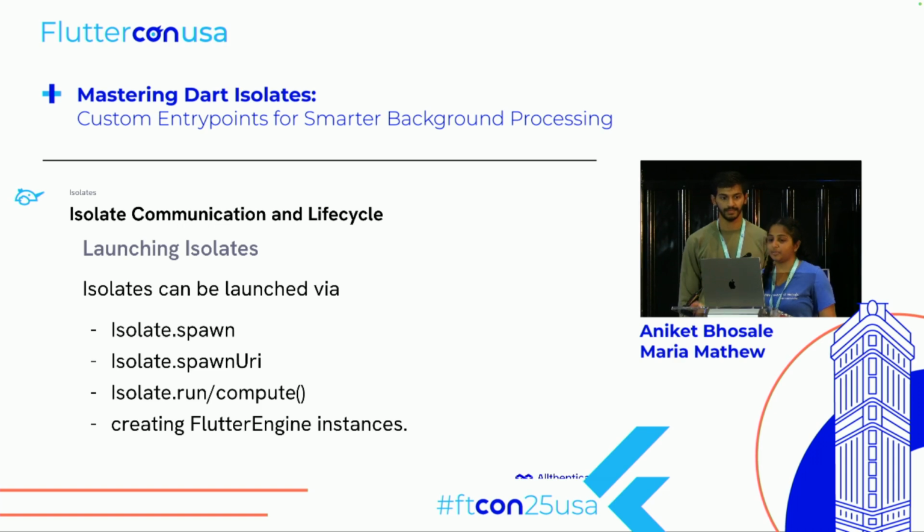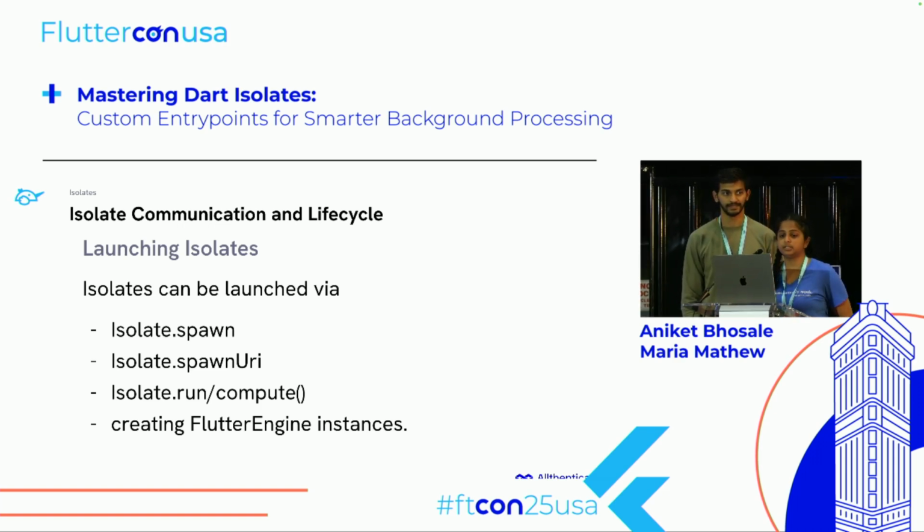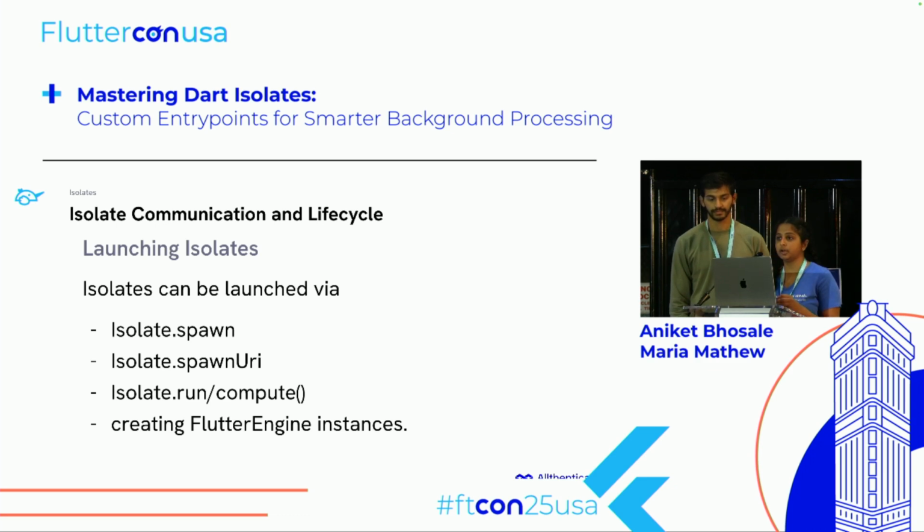So we keep talking about isolates, so I'm sure you want to know how you make them. There are quite a few ways. You can spawn them, you can spawn a URI, and we'll get into examples again, with Dart's Isolate.run. Compute is just the Flutter wrapper around that, and it makes managing the life cycle easier. When you create your Flutter engine, you also have that default isolate.